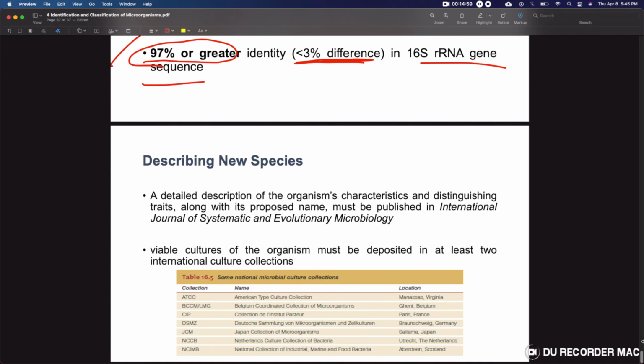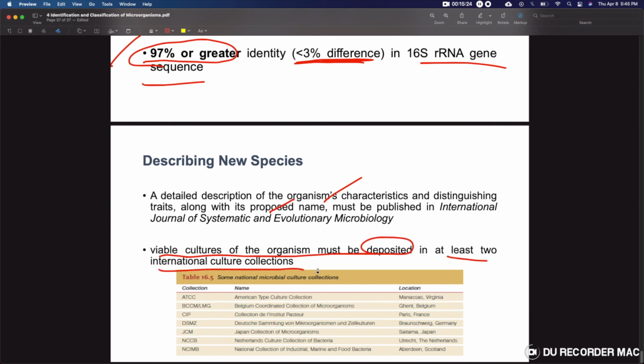And if you want to dwell more on the taxonomy of microbes, this is how we do it. How do we describe that species? We need to include phenotypic characters, the proposed name, the BLAST sequence, and then we must also deposit a viable culture into at least 2 international culture collections.